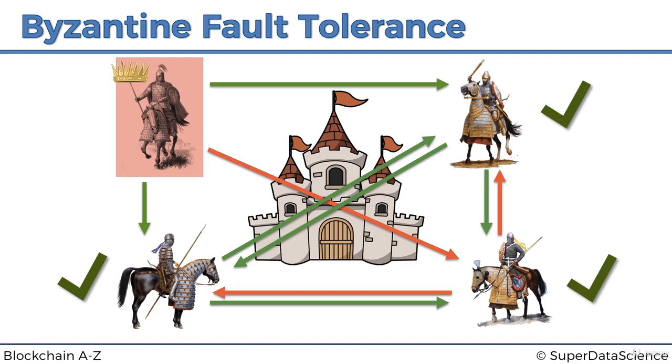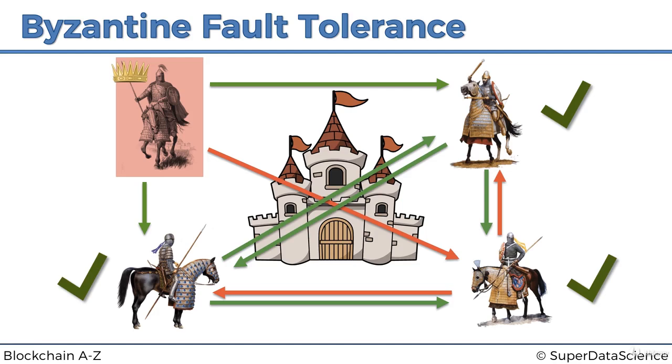There's no solution to this problem if there's 2 traitors. So then what they did in the paper is they mathematically proved that for this algorithm to work, you have to have no more than 33% traitors. So 1/3 of the army of the generals cannot be traitors, no more than 1/3.